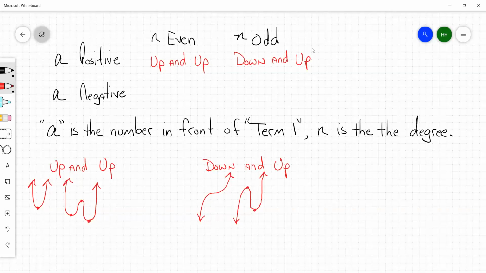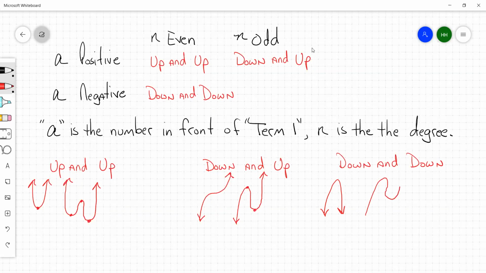When you're looking at a polynomial and it has an a that is negative and an n that is even, that's down and down. Down and down. Down and down graphs. Here we go. Then we can go here. We can have a turning point, another turning point, another turning point, and back down. Here's 3 turning points again. But your end behavior is down and down.